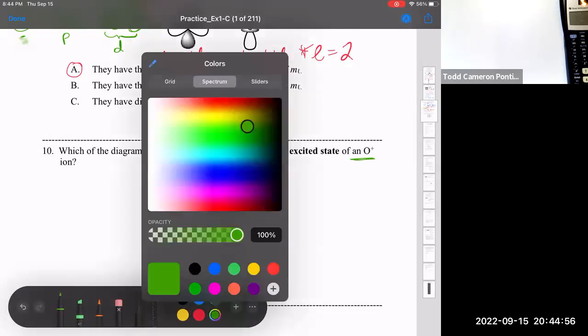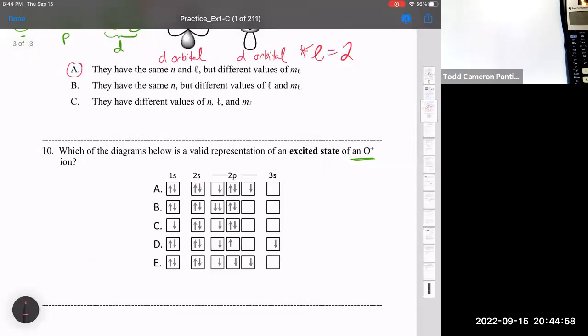So to go about this problem, first, I would find the electron configuration of a regular old ground state oxygen. Oxygen is element number 8. We can start from the top left and work our way down. This is the S zone, so it's 1s2. Then we work our way down to the second period, 2s2, and then 2p, 1, 2, 3, 4.